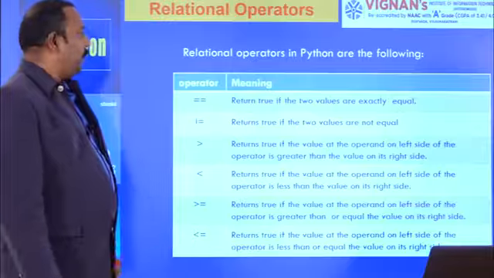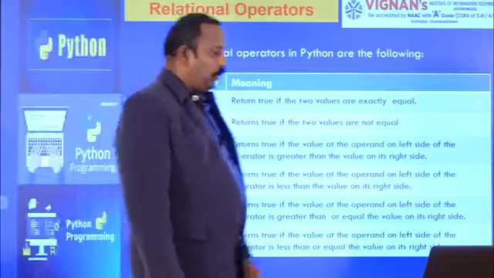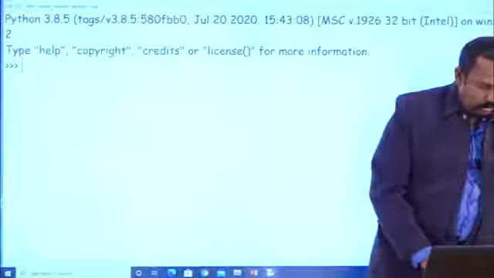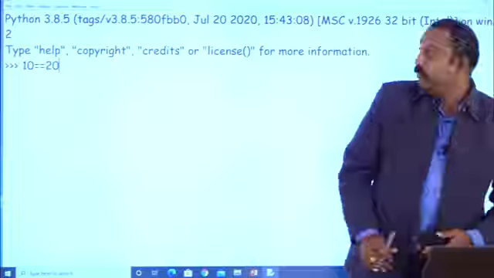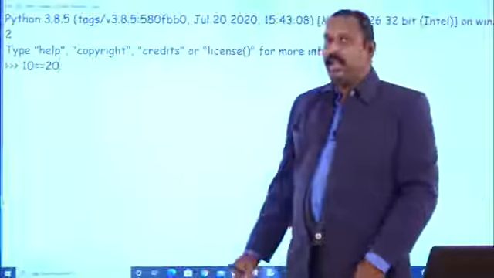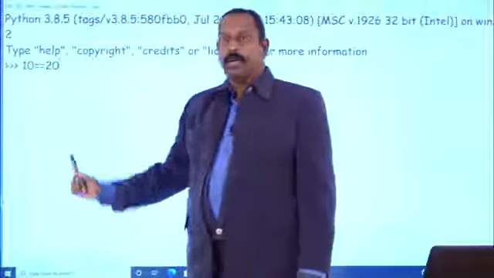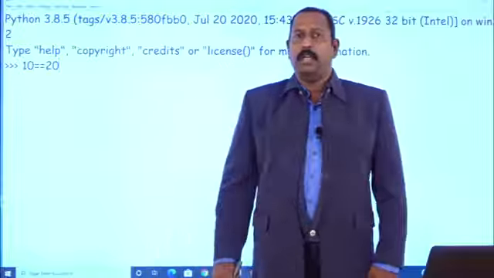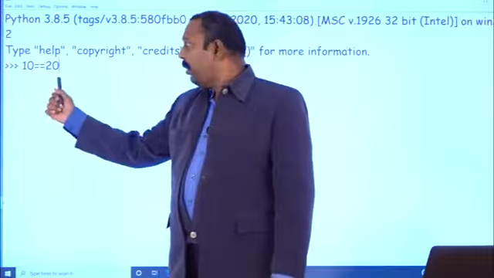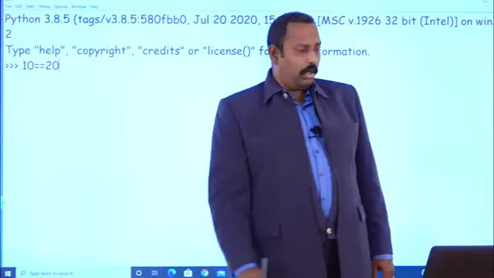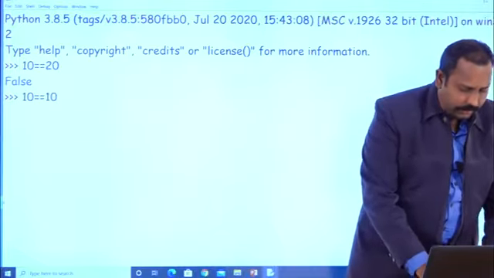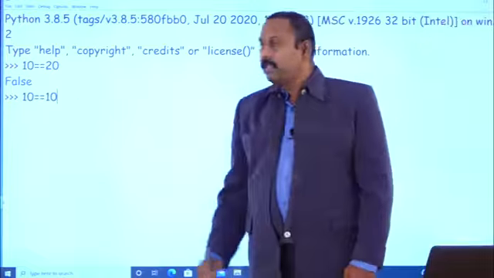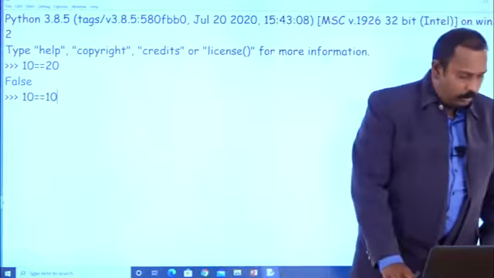We will see examples one by one. Equal to, you will see here. Suppose I have written 10 equal to 20. The first operand is 10, the second operand is 20. Are both equal or not equal? Both are not equal, so you will get false. Suppose 10 equal to 10. Both the operands are equal, so you get true.